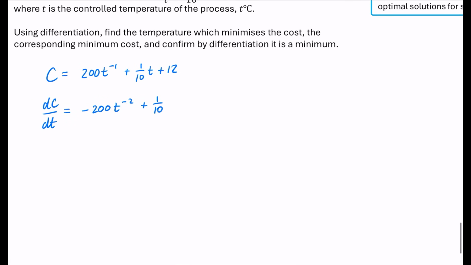So because we're looking for a minimum cost means that dc dt is going to be equal to 0. Now, it could obviously be a maximum cost if dc dt is equal to 0. If you've got a curve, we're looking for this minimum one, but you might get given a maximum, which is why at the end we're going to confirm that it is indeed a minimum.